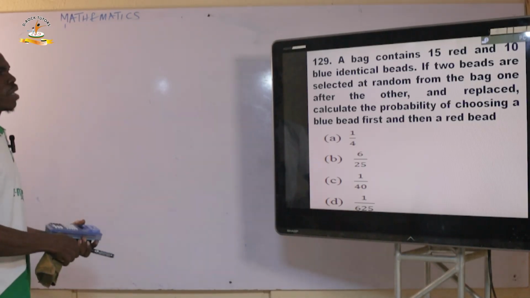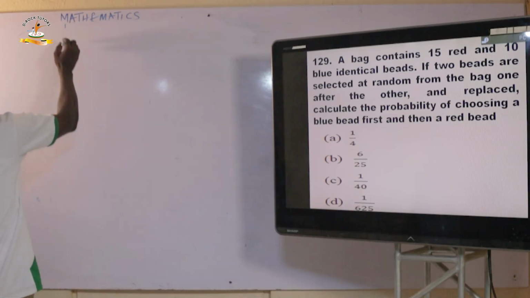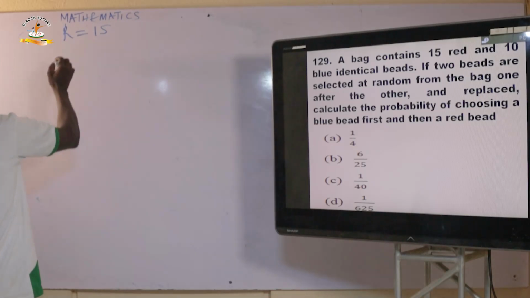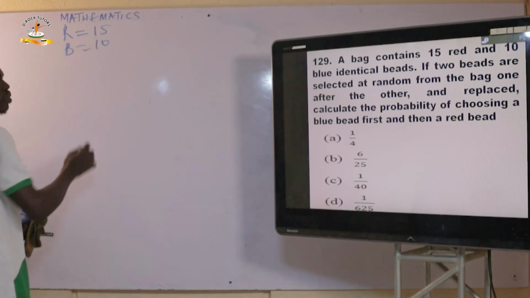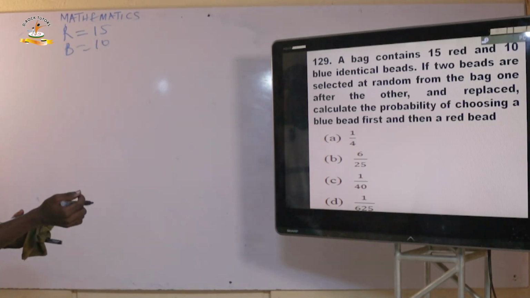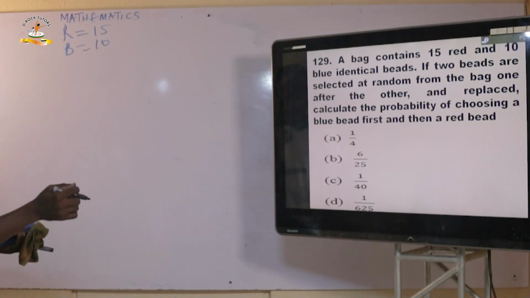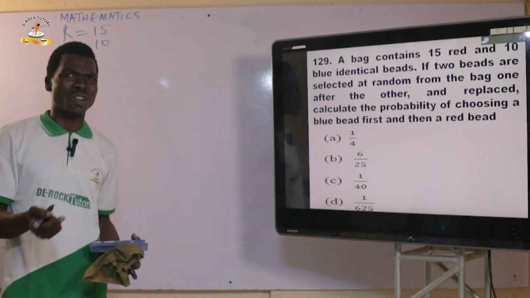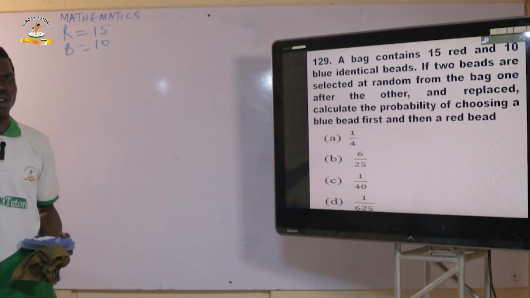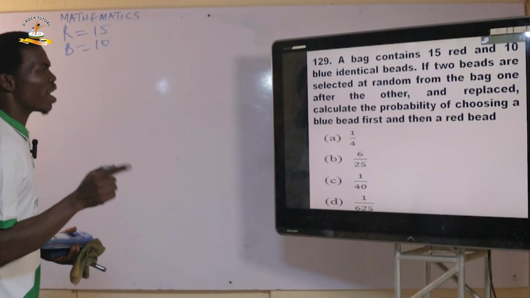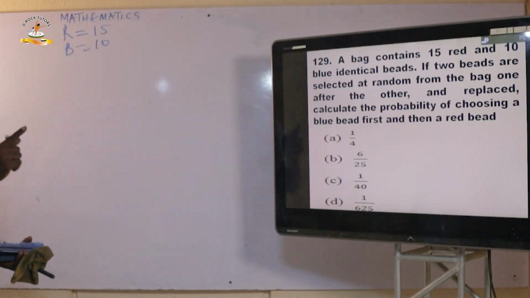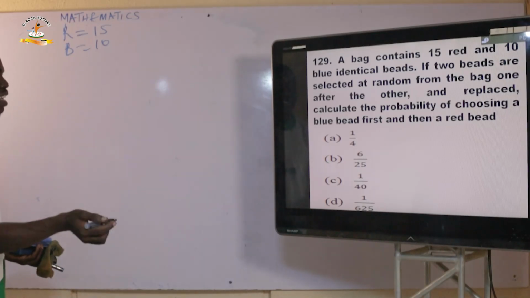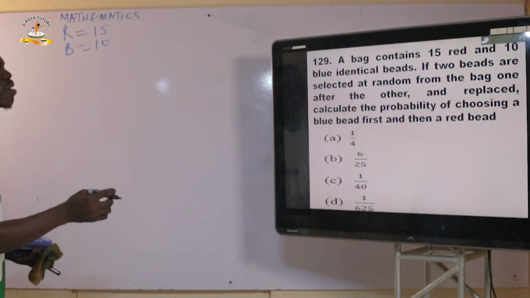So we have the total red is 15 red. So R for red, 15. 10 blue, B for blue is 10. If two beads are selected at random from the bag, one after the other, and replaced, so it is a case of replacement. It can also be a case of no replacement. So we have to be very, very careful while getting the information from the question. So we want to calculate the probability of choosing a blue bead first, then a red bead.